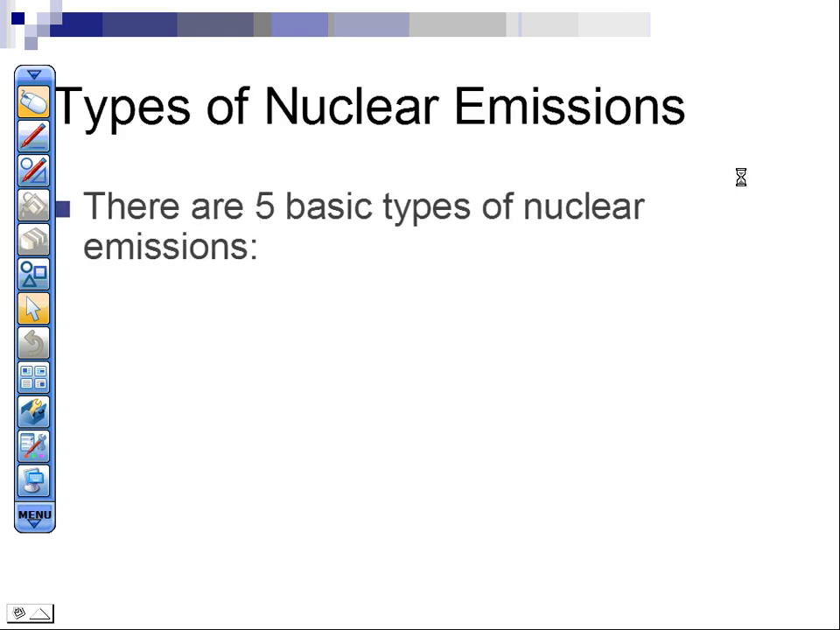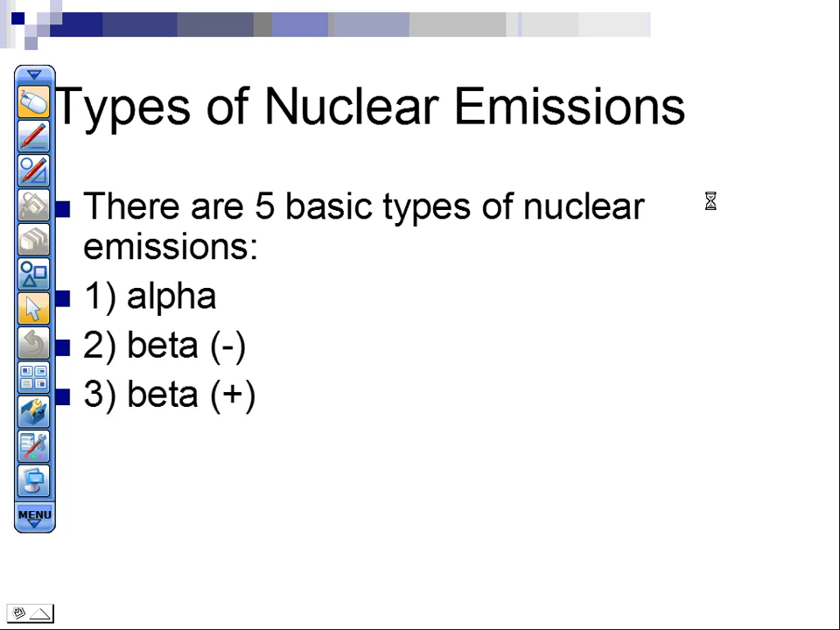And so there are types of emission. We're only going to do 4 types. Next year we'll pick up the 5th type. But the 4 basic types that we're going to do are alpha, beta minus, beta positive, and then we're going to talk about gamma. So we're going to spend our time on those.